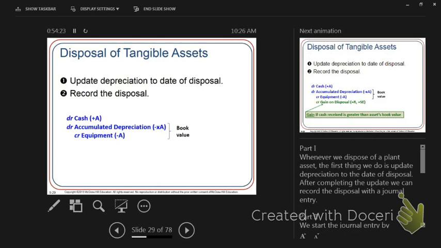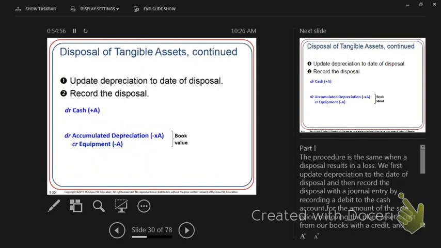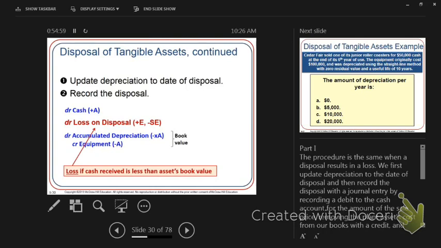If we got more cash than the book value, then we have a gain. So in our example right here, if we got $3,500, we're going to have a gain because our book value was $3,500. So equipment, accumulated depreciation, $3,500. That would have meant we got $2,500. We would have got a gain of $1,000. If, on the other hand, we only got $1,500, we would have had a loss. So that's pretty straightforward. How much money did you get?